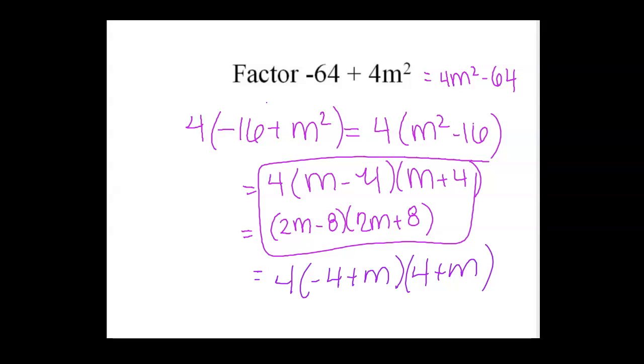Yes? So we could just leave it as 4 negative 16 plus m squared? No. You have to factor the difference of squares. What I meant was that if you left it like this and did your difference of squares, then you could have had the m minus 4 and the m plus 4 in reverse order.